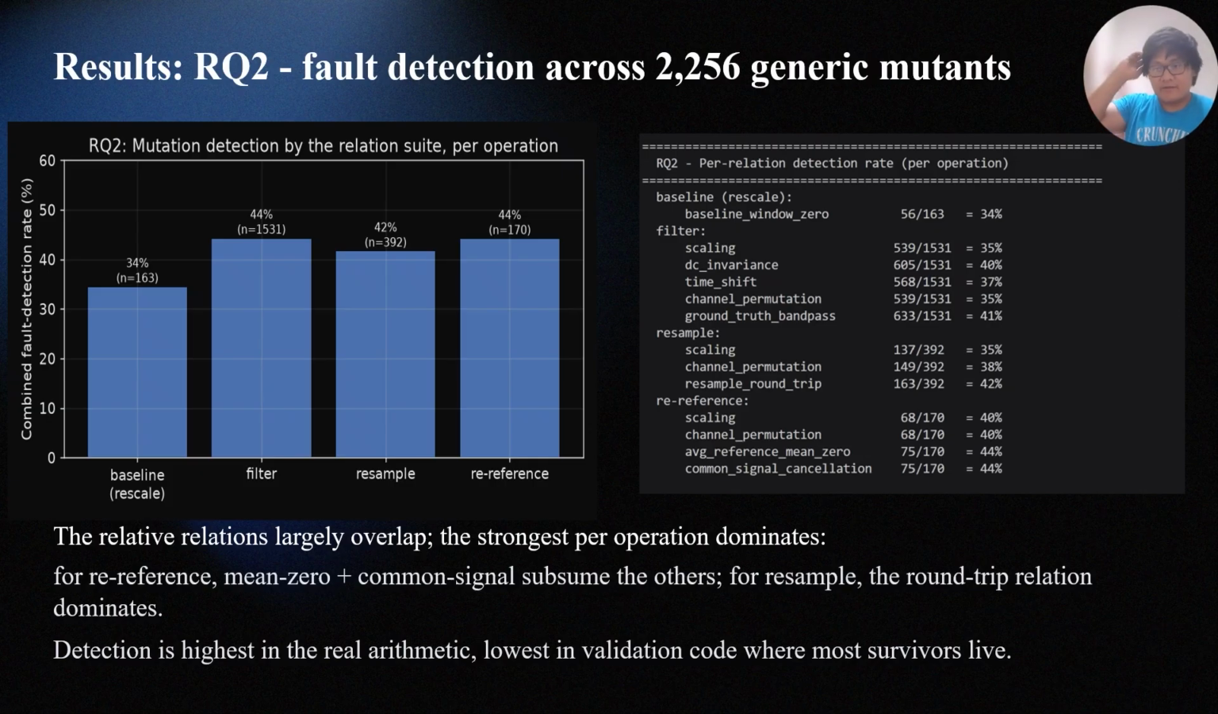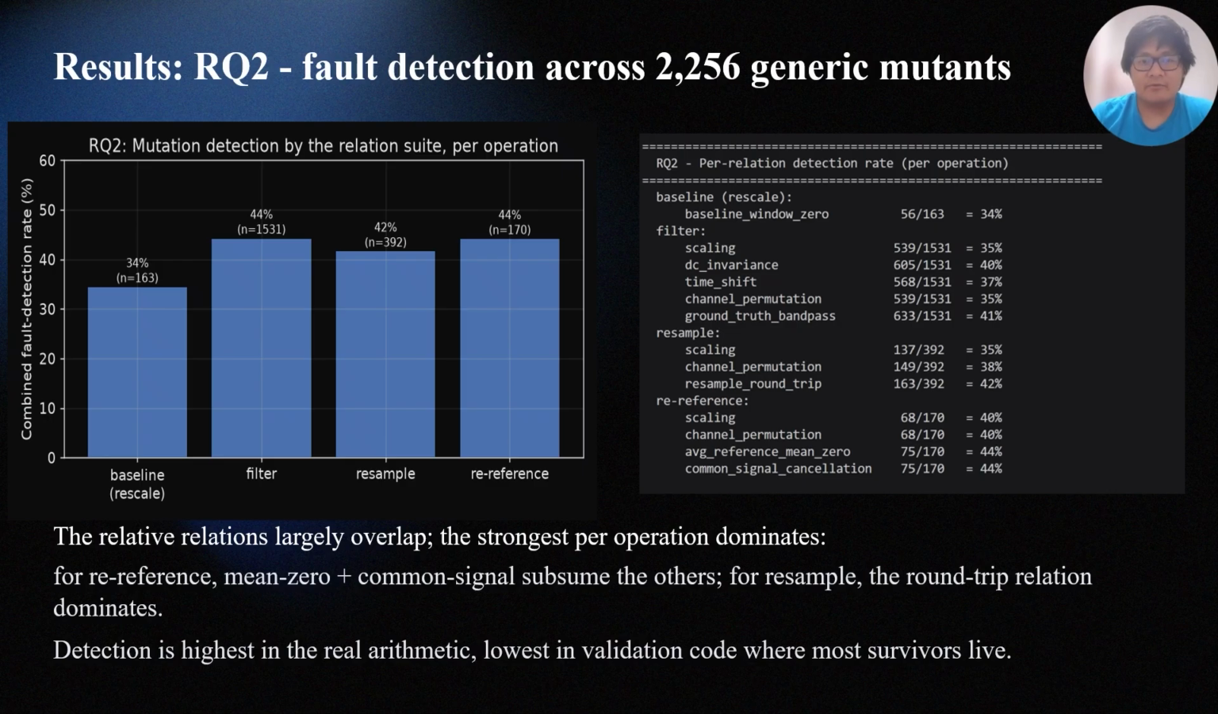Now for the second question, the fault detection rate. With Cosmic Ray, they implanted about 2,256 generic mutants, and within that, we had about 34% for baseline, 44% for filter, 42% for resample, 44% for re-reference, so about 43% on average. So it was nothing that impressive.